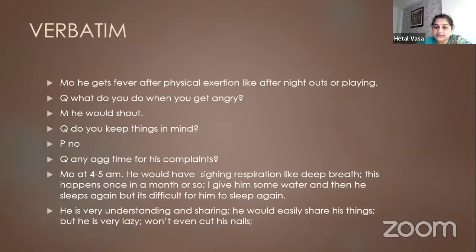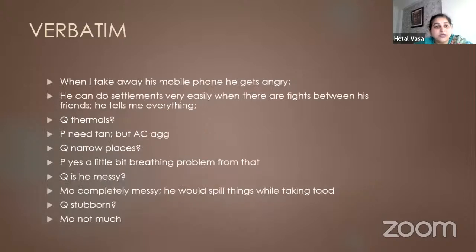He is very understanding, sharing again and again this is coming, and he's very lazy, won't even cut his nails. So mother has to constantly be after his back to cut nails also. When I take away his mobile phone, he gets very angry. Even the patient said this, if you remember what makes him angry. He can do settlements very easily. He can sort out the fights between two people, younger kids, very easily.